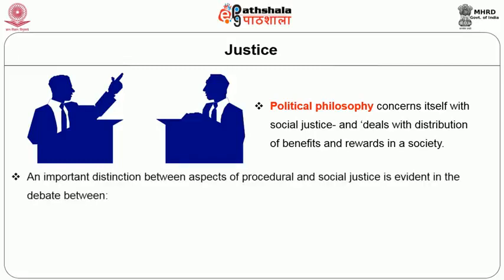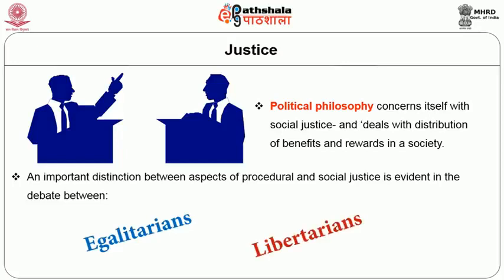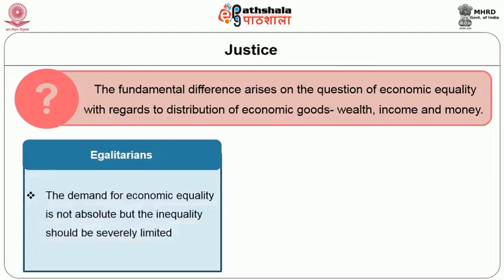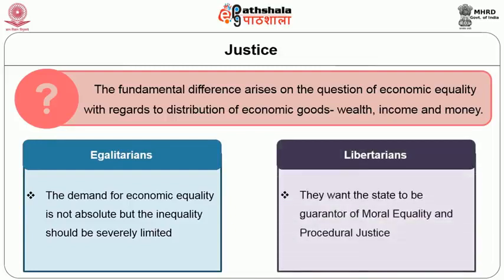An important distinction between aspects of procedural and social justice is evident in the debate between egalitarians and libertarians. The fundamental difference arises on the question of economic equality with regard to distribution of economic goods, wealth, income, and money. For egalitarians, the demand for economic equality is not absolute, but inequality should be severely limited. Libertarians want the state to be a guarantor of moral equality and procedural justice.